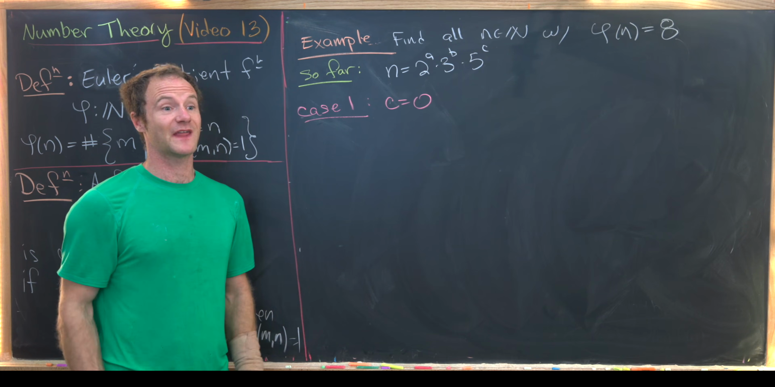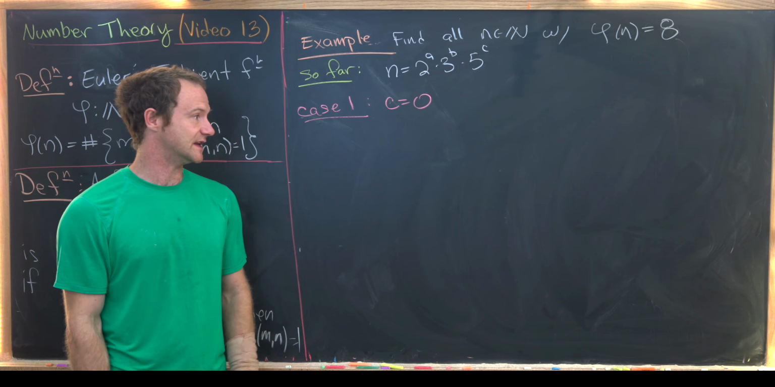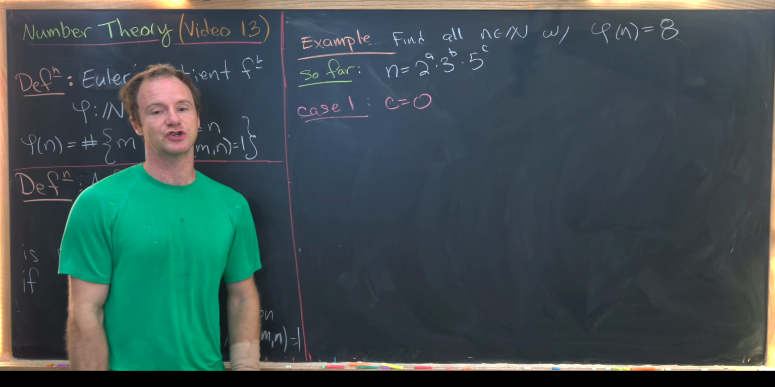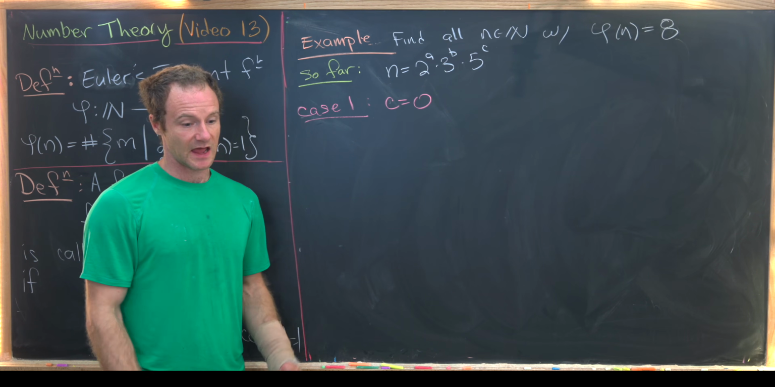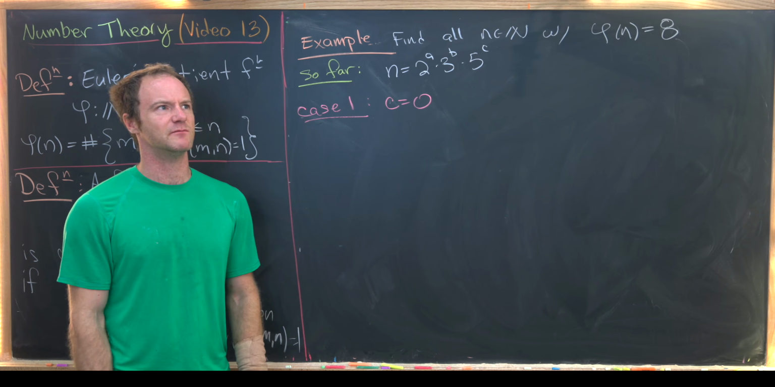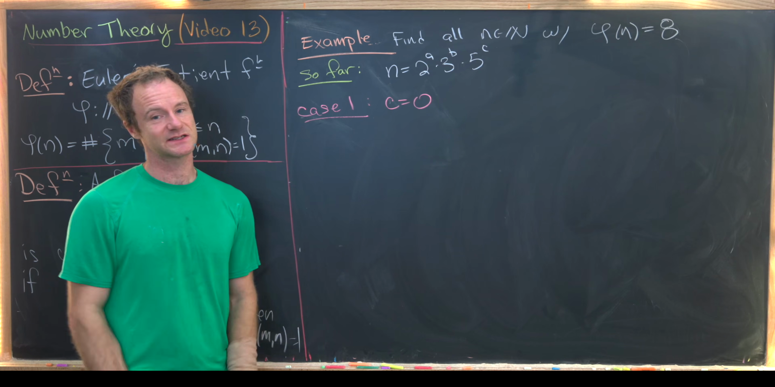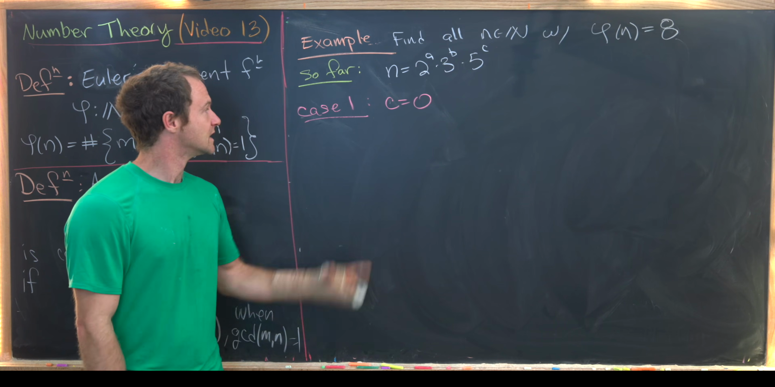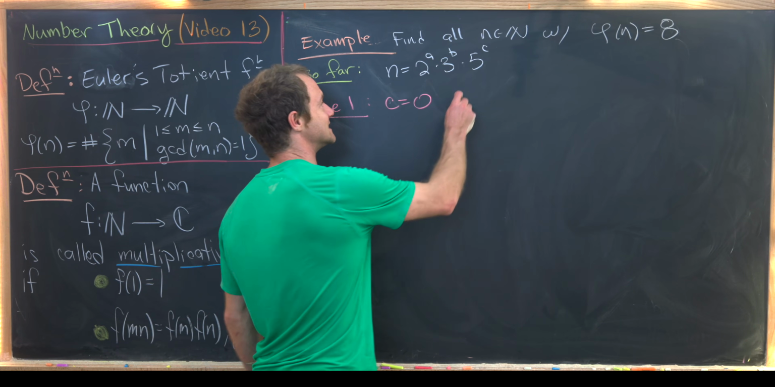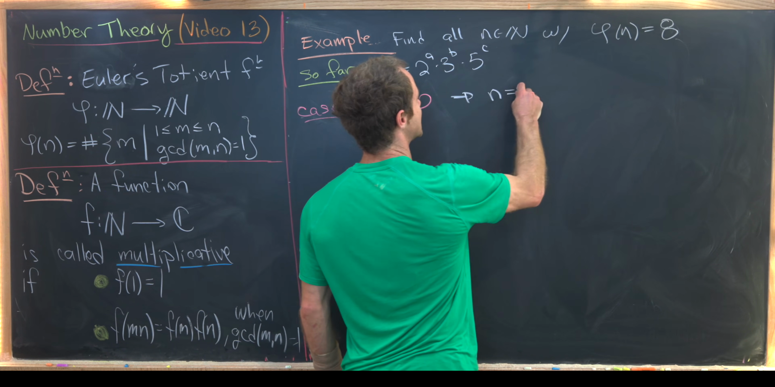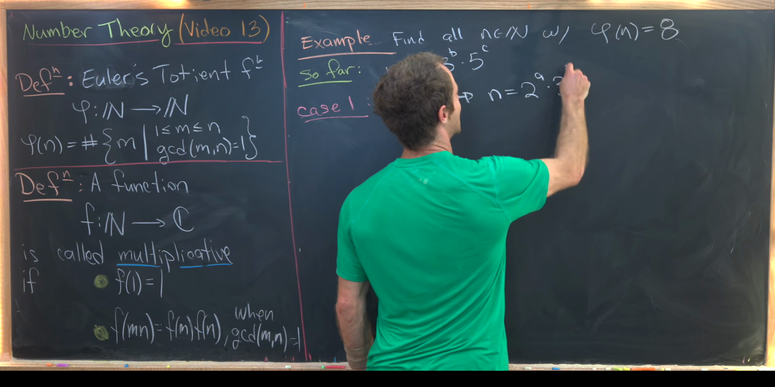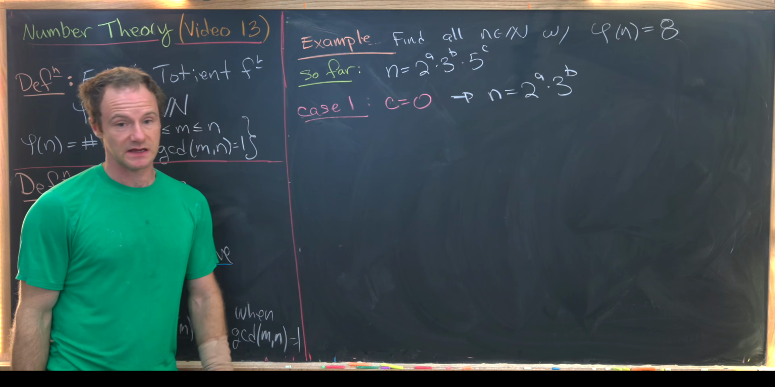But I want to point out that a lot of times math problems end up with a portion of the solution which is not fun. And maybe I shouldn't say not fun, but maybe just a little bit tedious. And that's just part of the game. So our first case is that c is equal to 0. So in other words, n is equal to 2^a times 3^b.